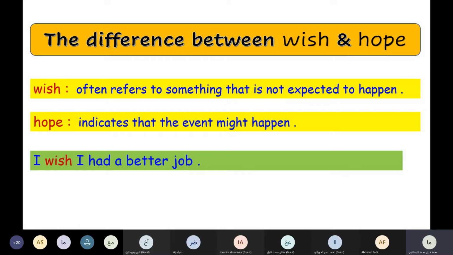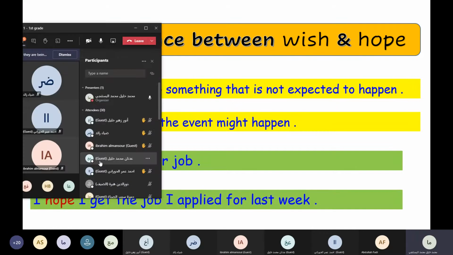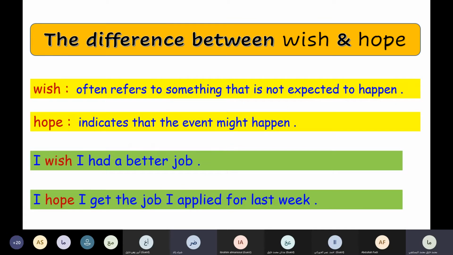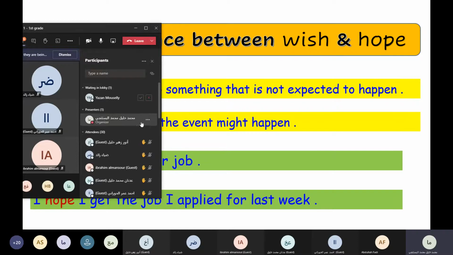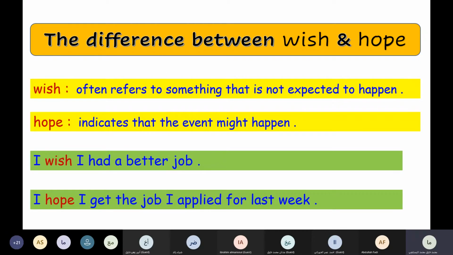Look at the second example. Who can read it? Dia. I hope I get the job I applied for last week. It means that it might happen. You might get the job because you applied for it last week. So I hope I get the job I applied for. It may happen. But the first one, I think it is difficult to be achieved. Okay.